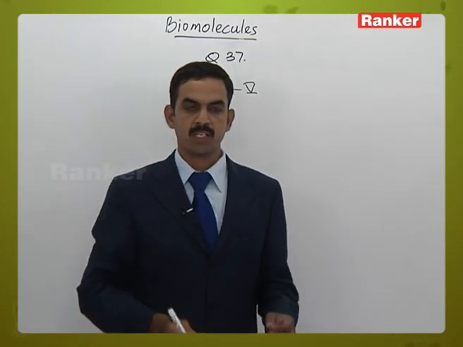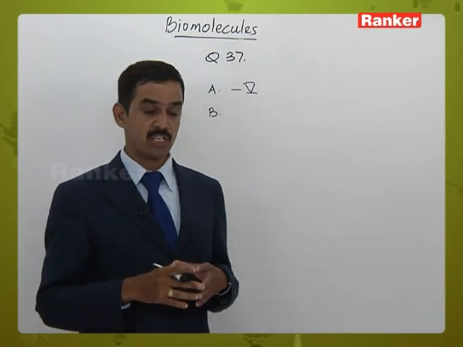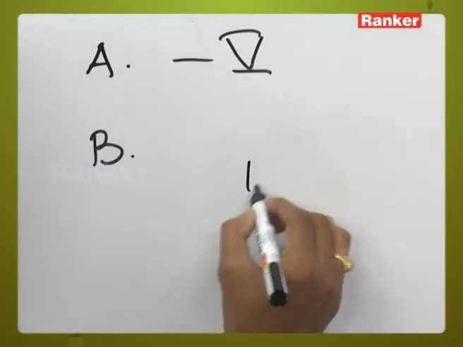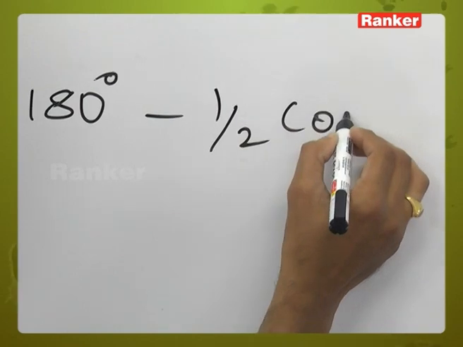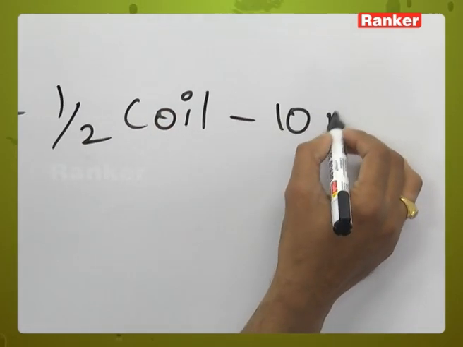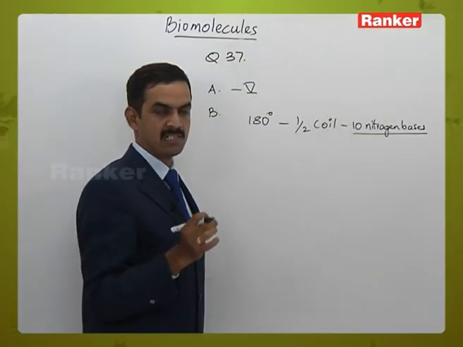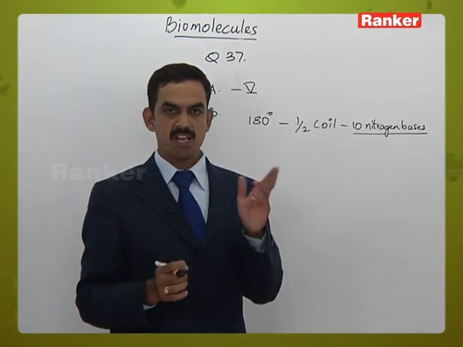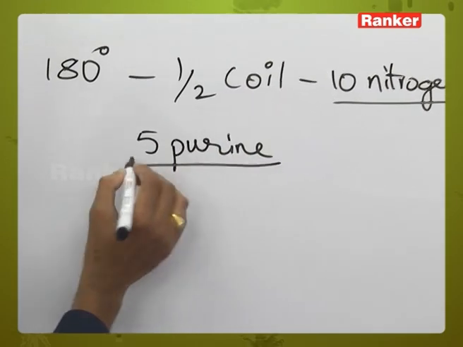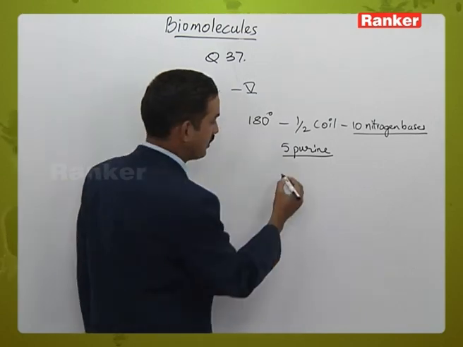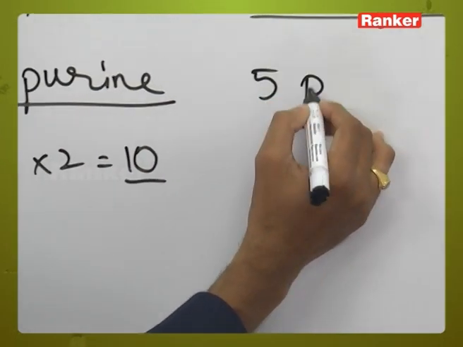Then the second one is B. The number of CN rings present in 180 degrees angle of double-stranded DNA molecule. Here 180 degrees of DNA molecule means it is having half coil, and half coil contains 10 nitrogen bases. Out of these 10 nitrogen bases, according to the complementary nature, 5 will be purines and 5 will be pyrimidines. So 5 purines are present, and each purine contains 2 carbon nitrogen rings. So 5 into 2, 10 carbon nitrogen rings are present in 5 purines, and the remaining are 5 pyrimidines.